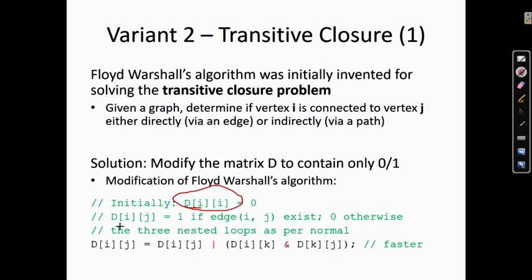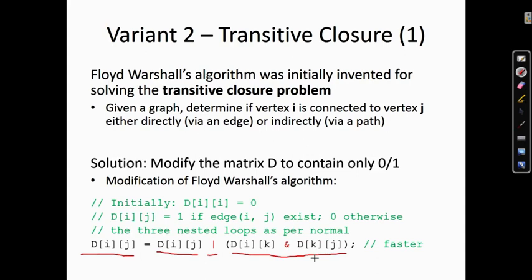Next, for any i, j, d_ij is set to 1 if the edge exists. If the edge exists, it means that j is reachable from i, so set it to 1, and 0 otherwise. And then you still have your 3 nested loops as per normal, but now you change your relaxation statement to be like this: d_ij is assigned d_ij bitwise OR (d_ik bitwise AND d_kj).